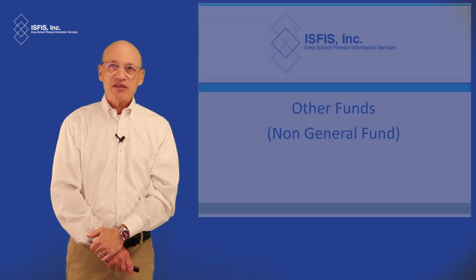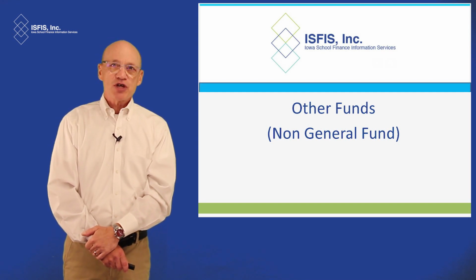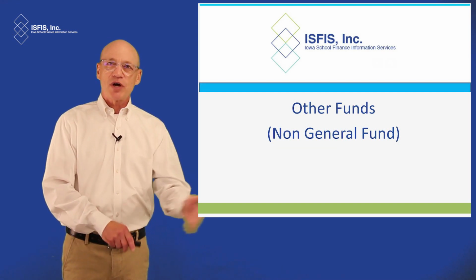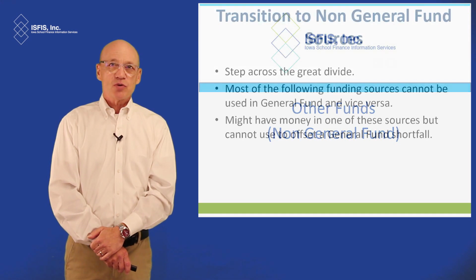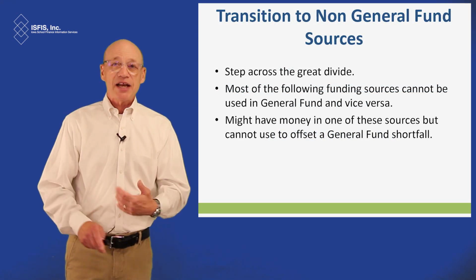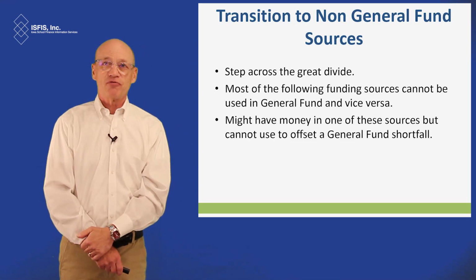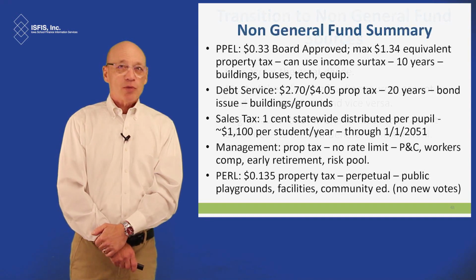We'll talk briefly about the other funds that are outside of the general fund. What's important to note about these non-general fund sources, we're going to step across this great divide, is that most of the following funding sources cannot be used in the general fund and vice versa. So school districts might have money in one of these sources, but you can't use it to offset a general fund shortfall. We'll talk briefly about these.